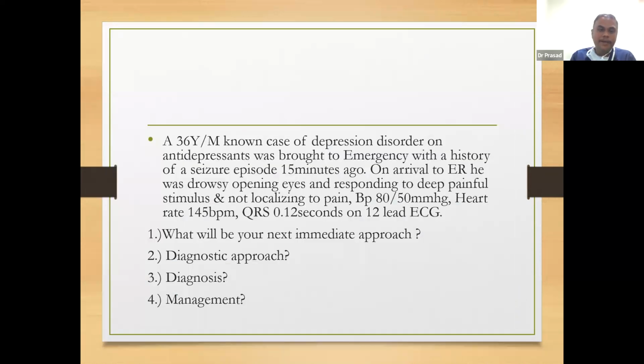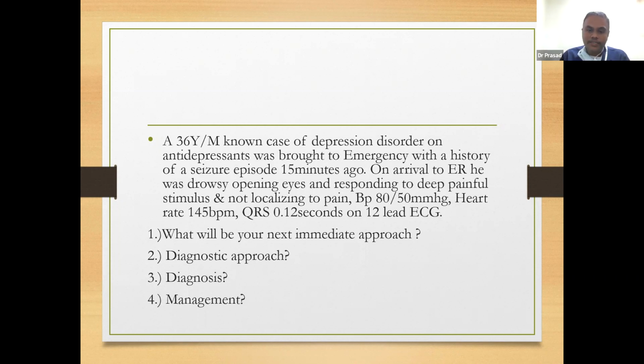Now, again, I'll come back to the same question. A 36-year-old male, known case of depressive disorder on antidepressants, was brought to the emergency with a history of a seizure episode 15 minutes ago. On arrival to the ER, he was drowsy, opening eyes and responding to deep painful stimuli, and not localizing to pain. His BP was 80/50, heart rate around 145, with a QRS of 0.12 seconds on 12-lead ECG. So I have given you the initial stepwise approach. What will be your next immediate approach?